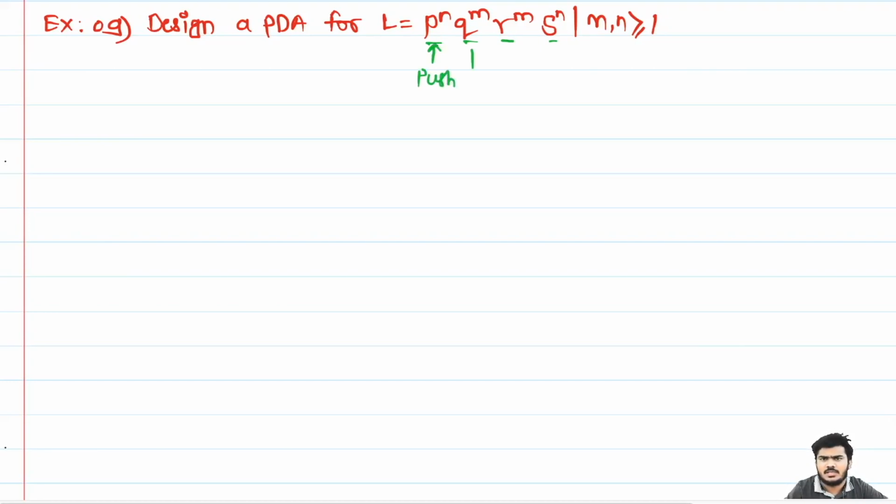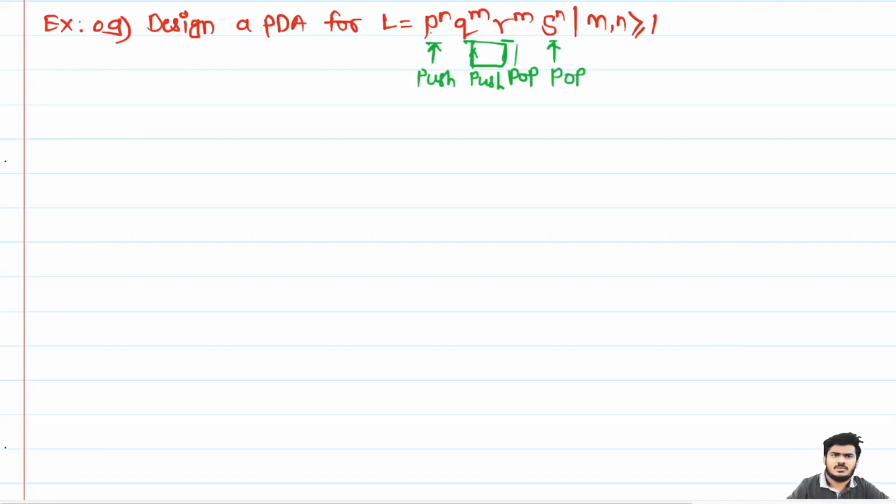Whenever Q started occurring, then we will push that Q into the stack, and when R started occurring, we will pop, because we have to compare these. So for R we will start popping, and S should be compared with this P. So when S started occurring, we will pop this P.